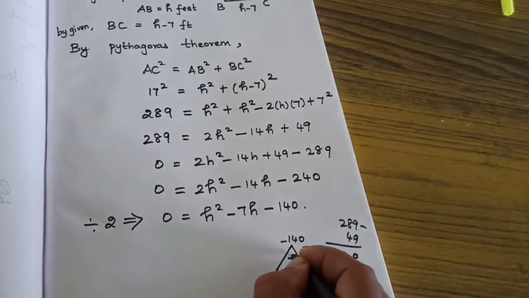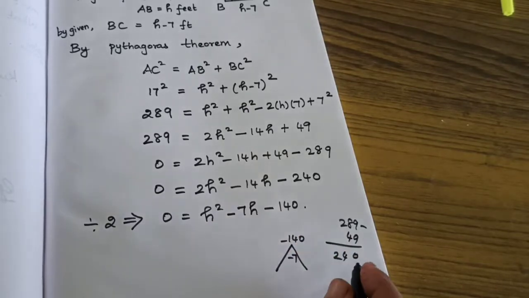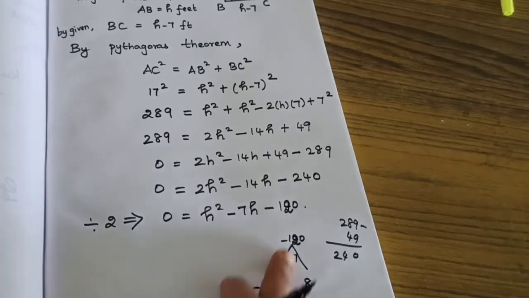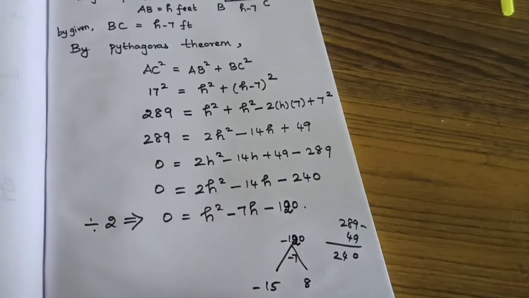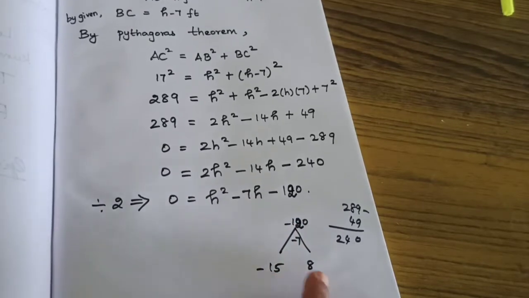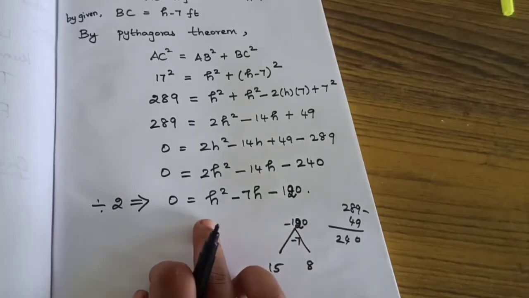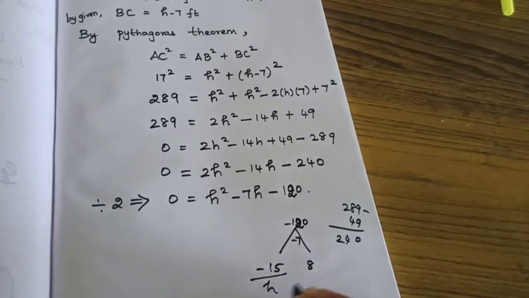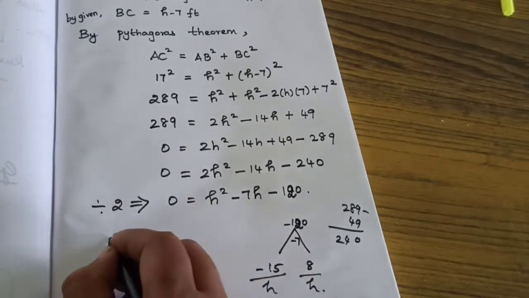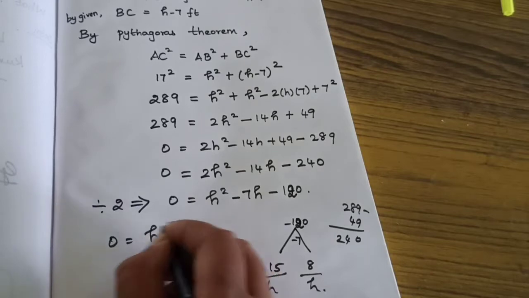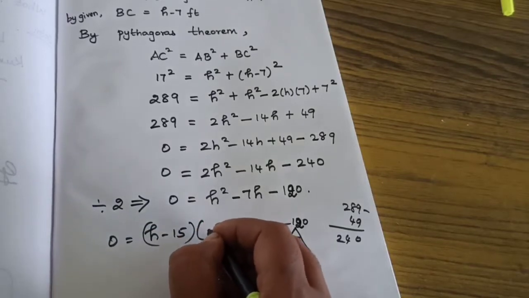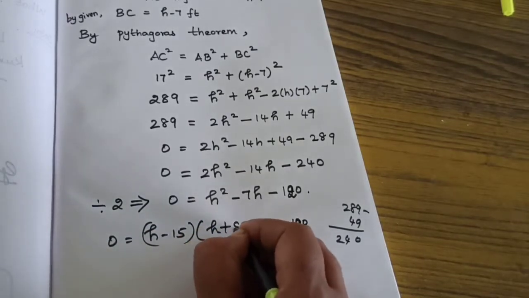Minus 140 and minus 7. What are the possibilities? Sorry, this number is not 140, it is 120. So while multiplying to 120, we will get 15 and 8. So minus 15 and 8, and minus 15 plus 8 is minus 7. Since here the variable is h, we can write it as 0 is equal to h minus 15 into h plus 8.